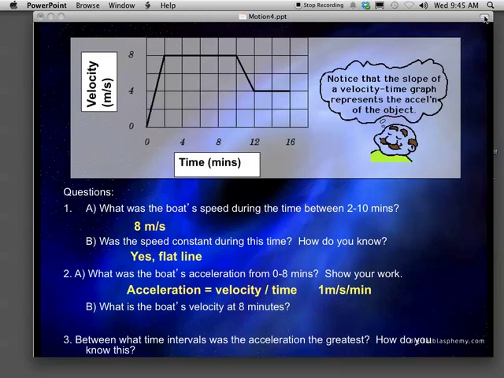What was its velocity at 8 minutes, Brian? 8 meters per second. Yes. When was this boat accelerating at the greatest rate? What was the highest rate of acceleration for this boat? Nicholas? 0 to 2. How do you know? That was the steepest. Yeah, steeper slope.